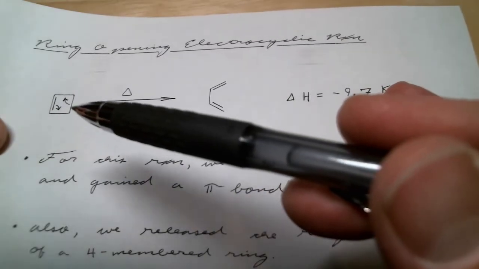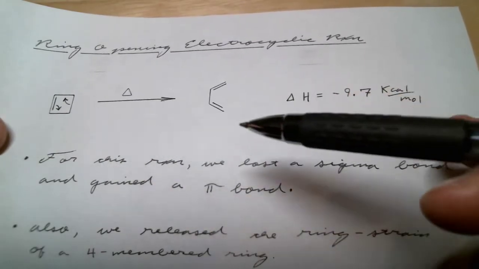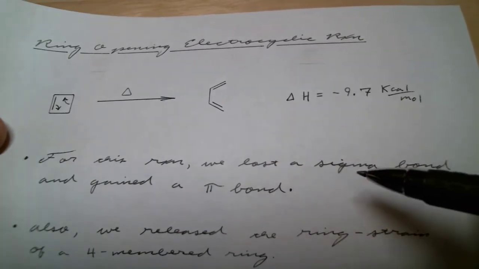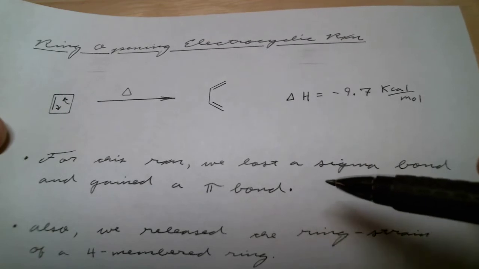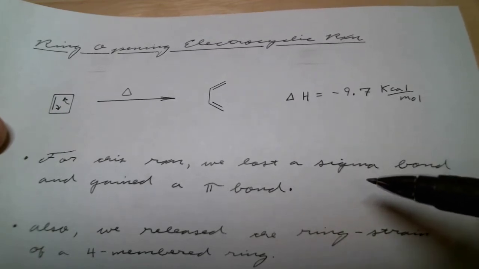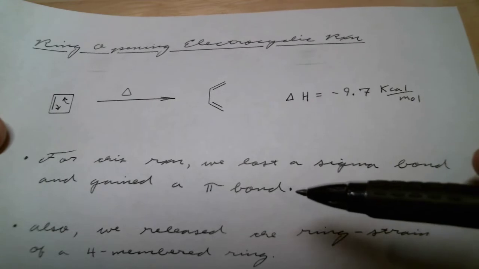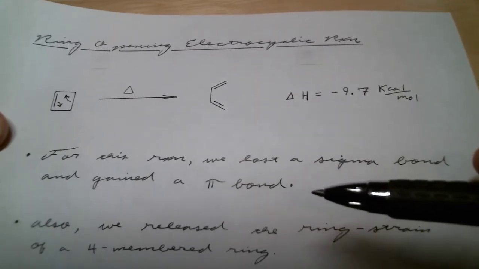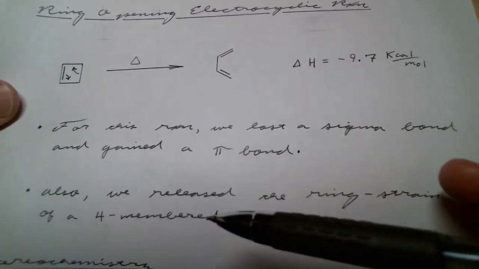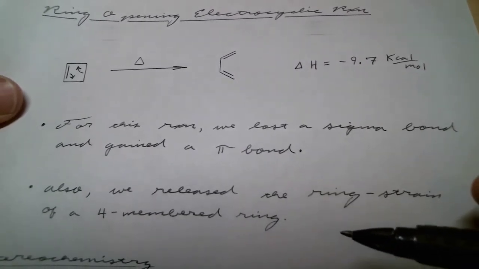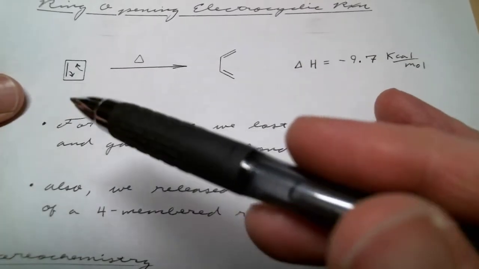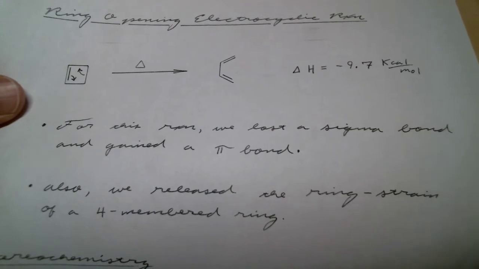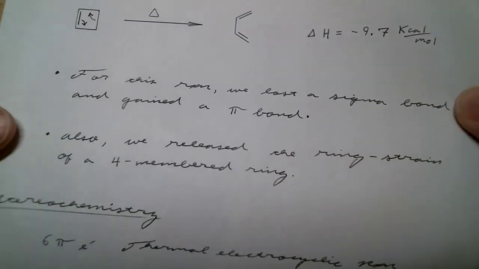But what did we do? We exchanged a single bond for a pi bond. So for this reaction, we lost a sigma bond and we gained a pi bond. But wait a second, Dr. Wagner, didn't you tell me that a sigma bond was stronger than the pi component of a double bond? Yes, that's true. But we also released the ring strain of a four-membered cyclobutene ring. And that helps drive this reaction. It adds to its exothermicity. And so, great.